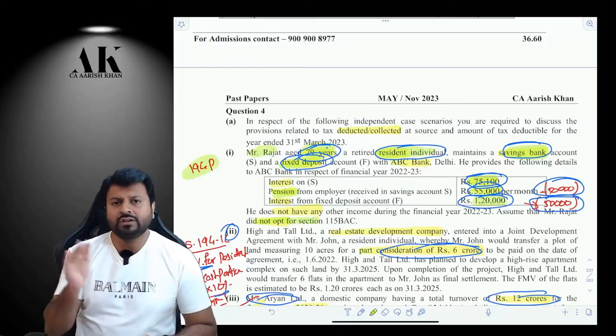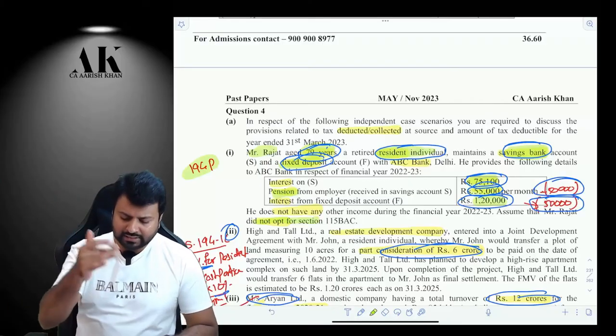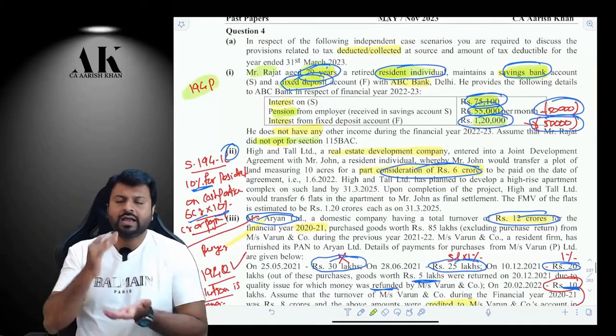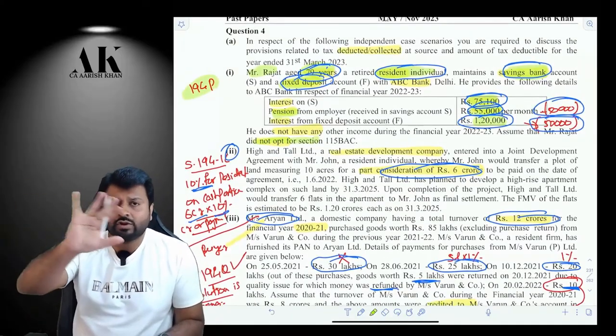And from pension, you will get what? 50,000 rupees standard deduction, and then compute the tax. That much tax the bank has to deduct on your behalf. And once the bank deducts that much tax, then the assessee is not liable to file the income tax return also.